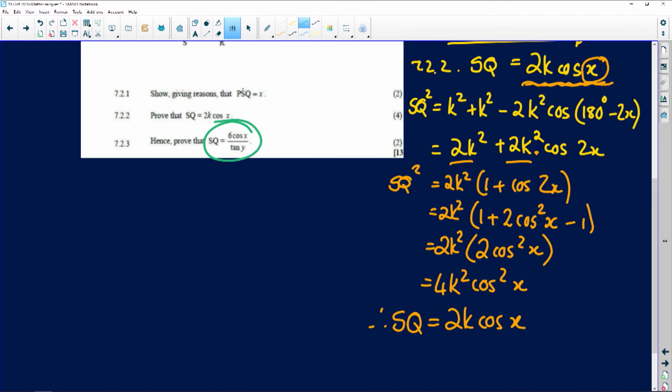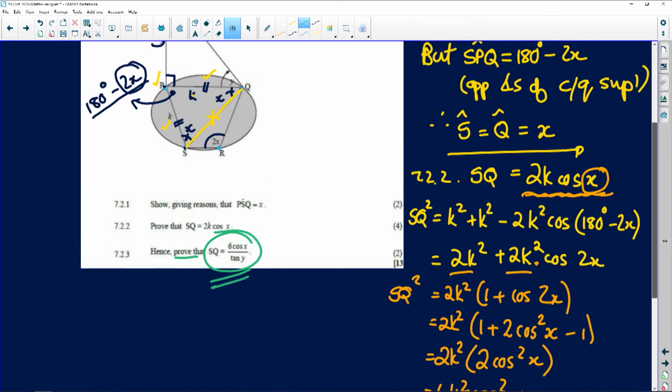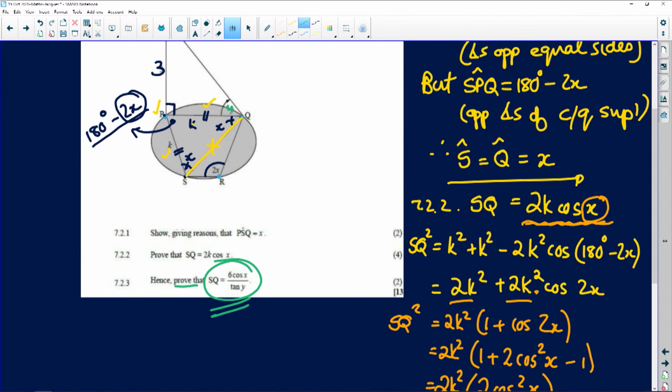It's saying, now prove that SQ is 6 cos x over tan y. Now let's quickly go back to the diagram. There's y. It's lying in the right angle triangle. What am I doing? I'm finding the tan of y. So for 7.2.3, I think that is a good place to start. We're going to say in triangle PTQ, the tan of that y is equal to 3 over k.